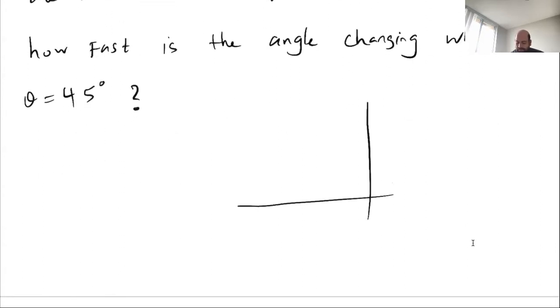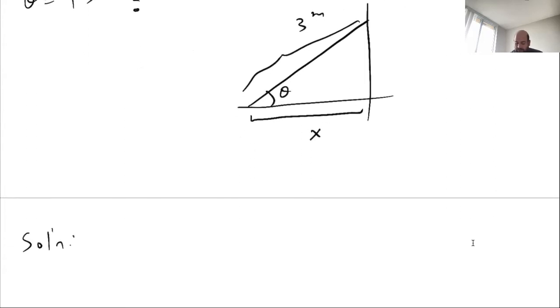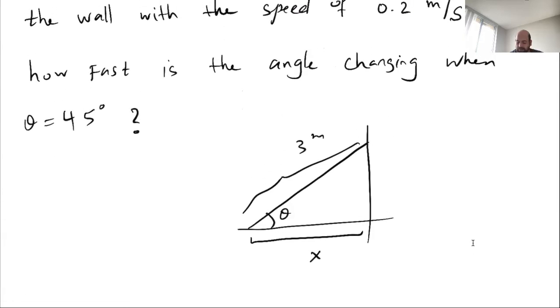Okay, see, we have a ladder here, 3 meter long, and it has an angle theta with the horizontal. So what do we want to find? Let's call this one X. Solution. So what is given? The rate of change of X, because it says X is moving towards the wall, right? So X is decreasing, right? At which rate? Rate of change of distance, which is same as velocity or speed. How much is it? It's given as 0.2 meter.